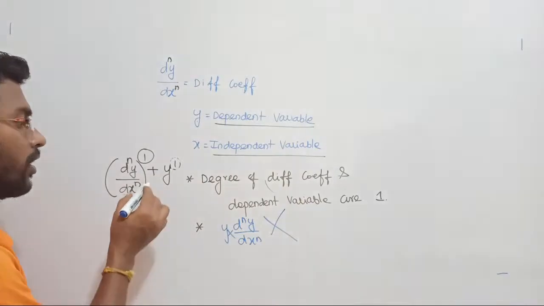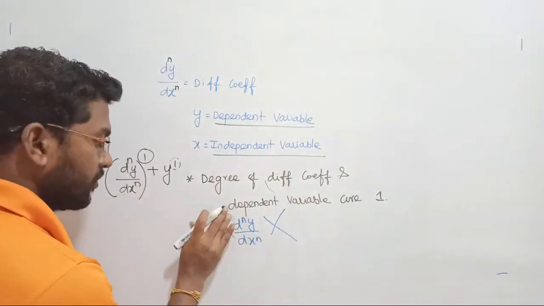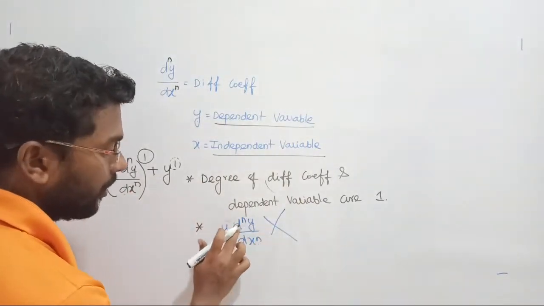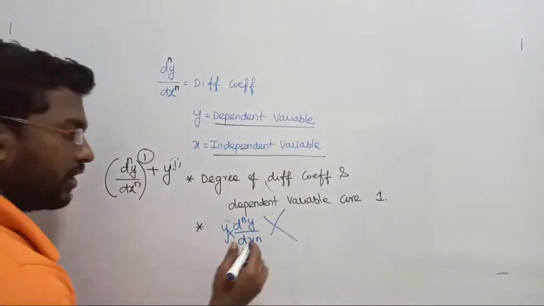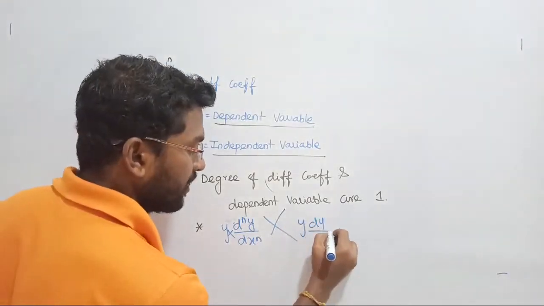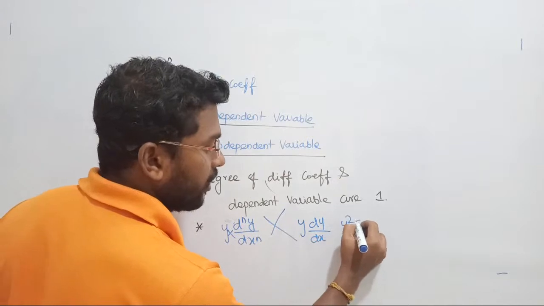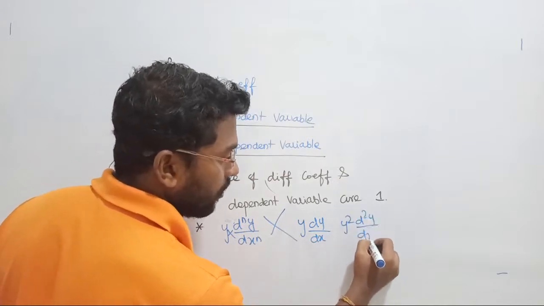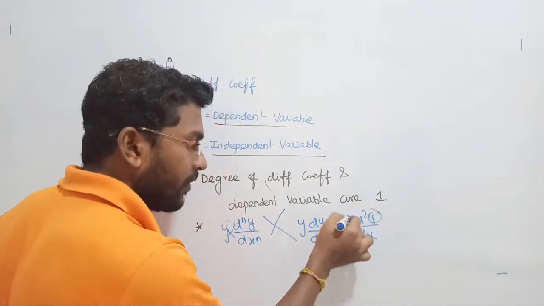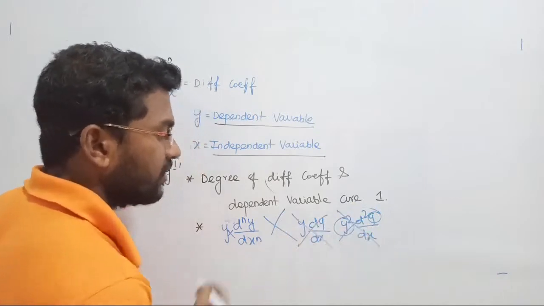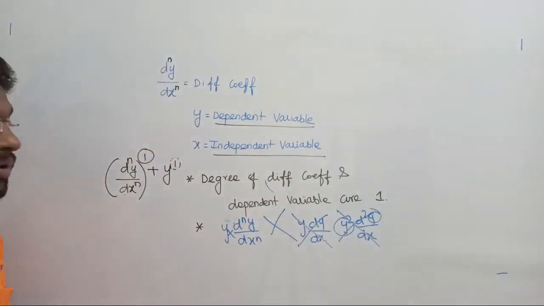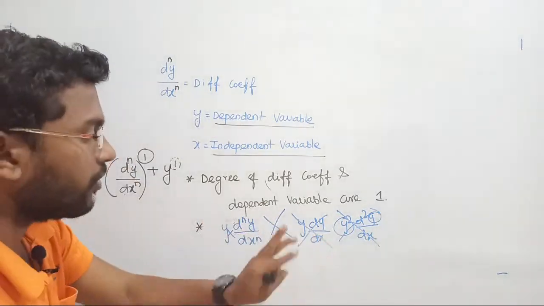அப்படினா மீனிங் என்ன? y power n ஐயும் d something y into dy by dx அப்படிங்கிற டேர்ம் வரவே கூடாது. லைக் y into dy by dx இந்த மாதிரி வரக்கூடாது. y square into d square y by dx square னு எழுதுறது இந்த மாதிரி. See, இங்கே dependent variable, இங்கே dependent variable இந்த மாதிரி வரக்கூடாது. இப்படி வந்துச்சுனா that is called non linear. அப்படி வரக்கூடாது, right? So such type of terms are not acceptable.